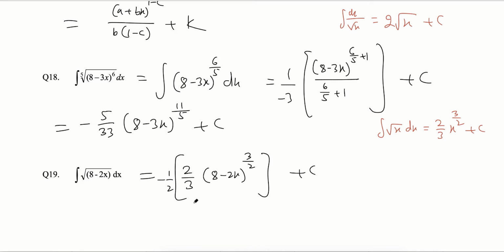If you want to modify, you can do modification. There is no problem at all. We can say final answer. So this will go inside, 2 will get cancelled: minus 1 by 3, 8 minus 2x raised power 3 by 2 plus c. Right? This is what the answer is going to come.